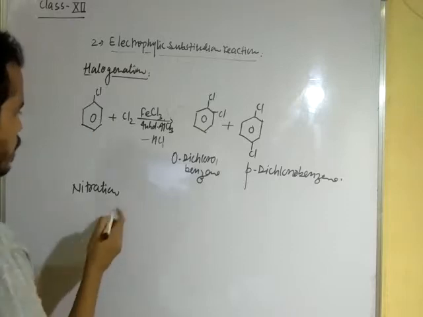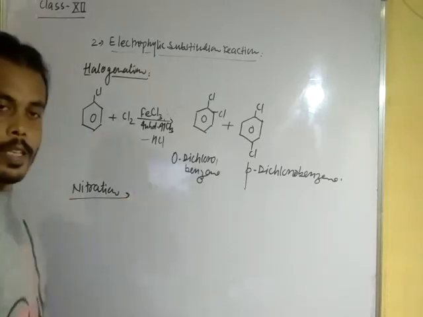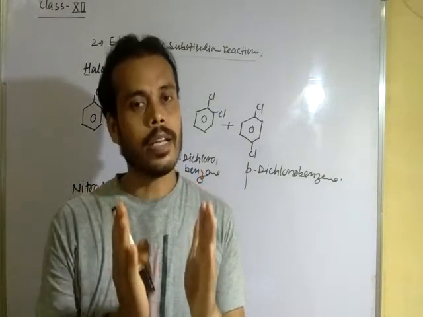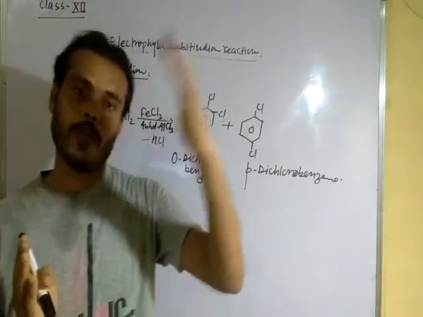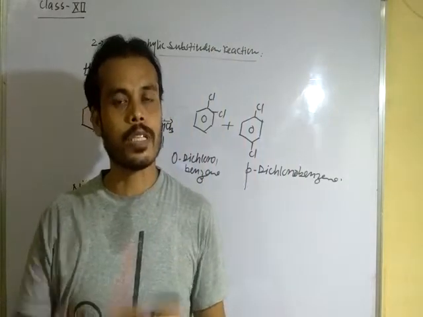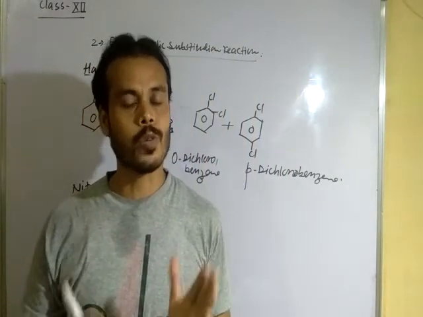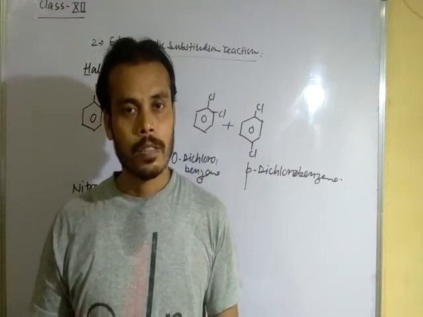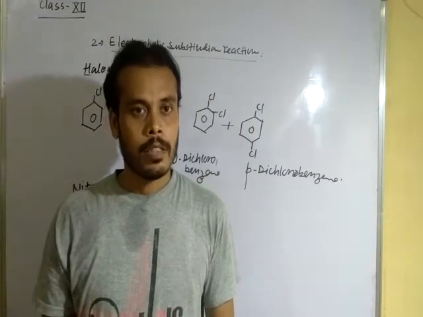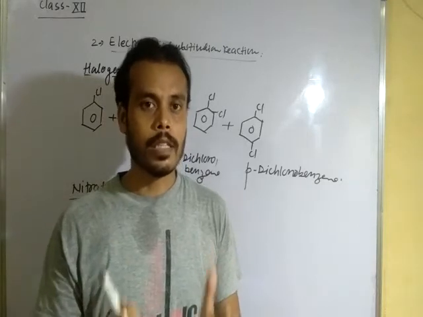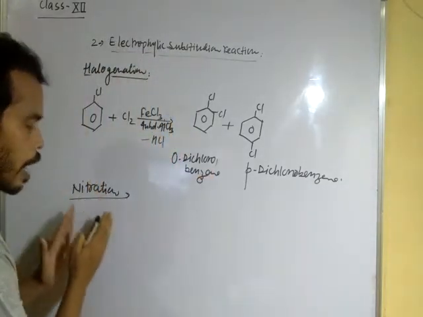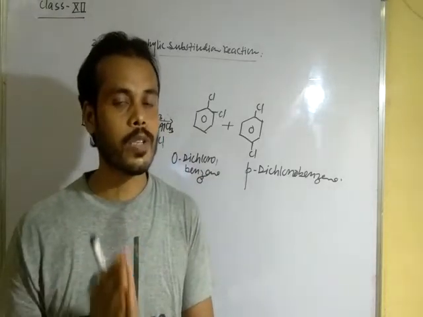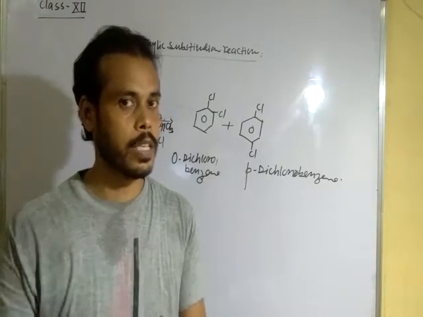Next is nitration. In this reaction, the hydrogen atom of the benzene ring at the ortho and para positions is substituted by a nitro group, so it is called nitration. For nitration, we have to treat the haloarenes with concentrated nitric acid in the presence of concentrated sulfuric acid.